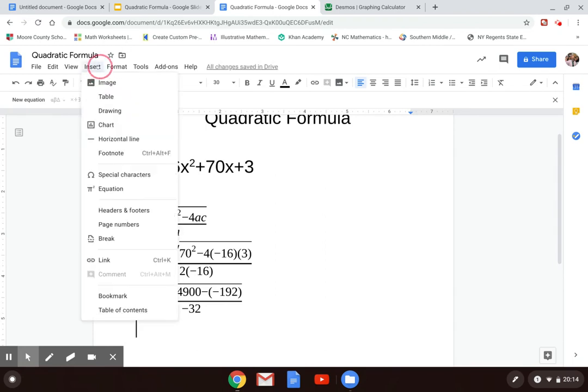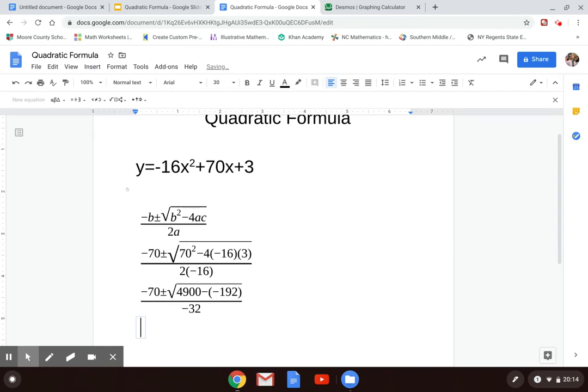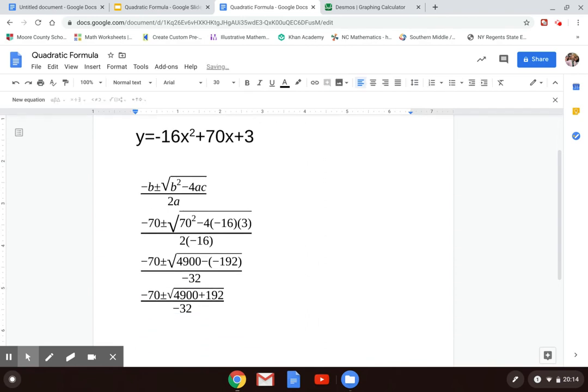All right, so for my next step, I'm going to have negative 70, and then, again, plus or minus. Now, when I look at what's inside my radical, I have 4,900. So two negatives make a positive, so I have plus 192, divided by negative 32. So this is going to be 4,900 plus 192, so it's going to be 5,092. And then all of that divided by negative 32.